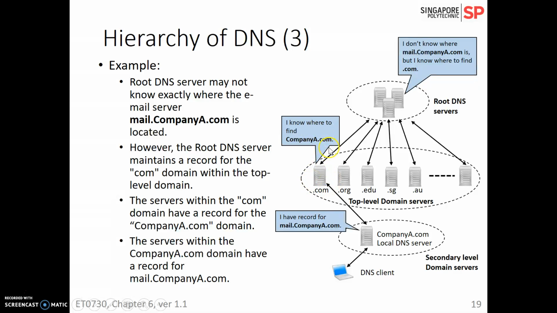The .com DNS server will check, and same thing, it does not know how to go to mail.company.com, but it knows how to go to the company.com DNS server, and the location of the company.com DNS server is here. When the client queries the company.com server, it will return the answer for mail.company.com with the IP address of this server back to the DNS client. So the query is done in a hierarchical manner, so that the records are distributed, not consolidated inside a single server.